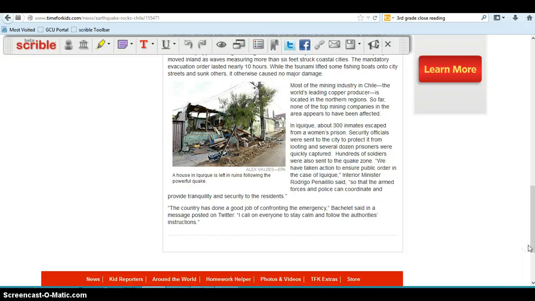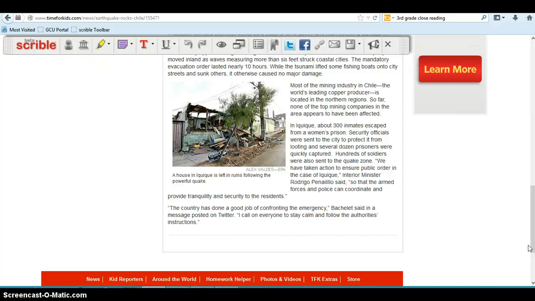Most of the mining industry in Chile, the world's leading copper producer, is located in the northern regions. So far, none of the top mining companies in the areas appears to have been affected. In Iquique, about 300 inmates escaped from a women's prison. Security officials were sent to the city to protect it from looting, and several dozen prisoners were quickly captured. Hundreds of soldiers were also sent to the quake zone.